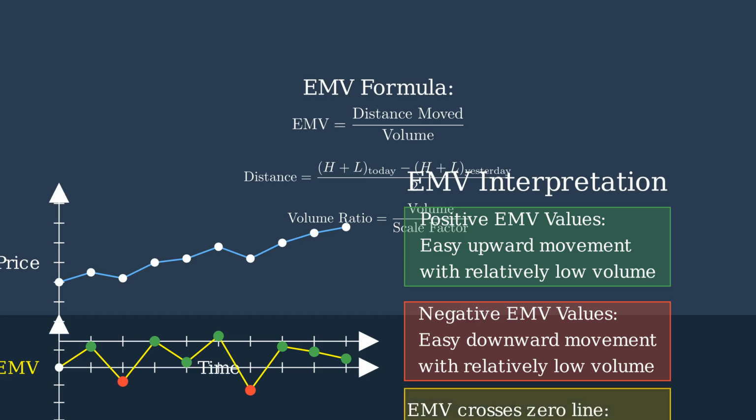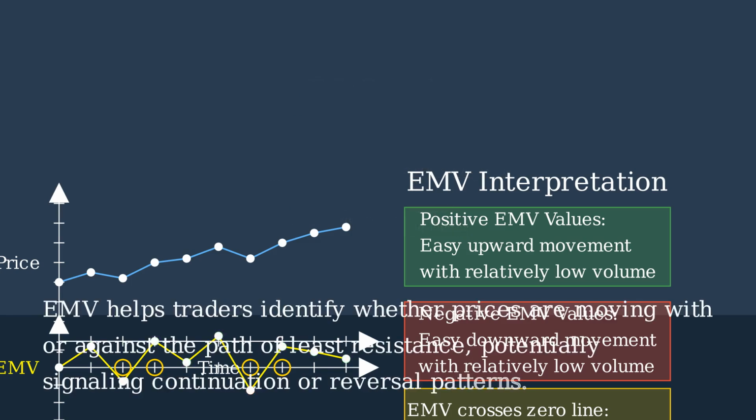Traders often look for EMV crosses above or below the zero line, which may signal potential changes in trend direction or momentum. In summary, EMV helps traders identify whether prices are moving with or against the path of least resistance, potentially signaling continuation or reversal patterns.